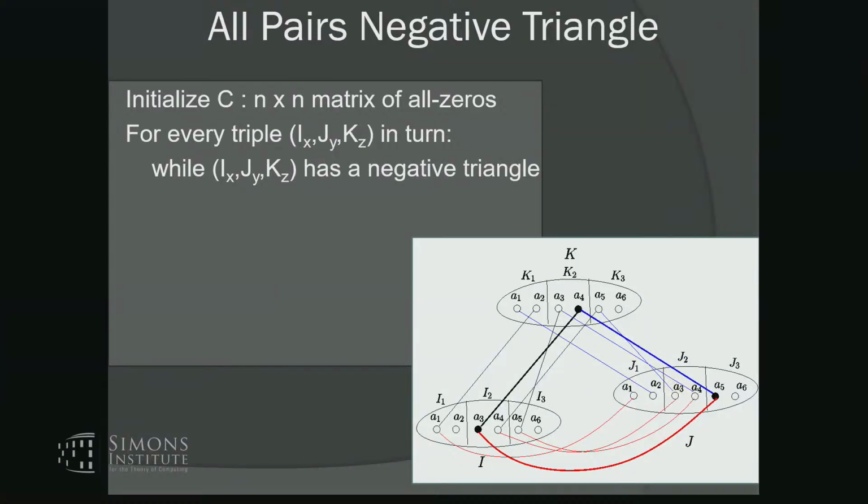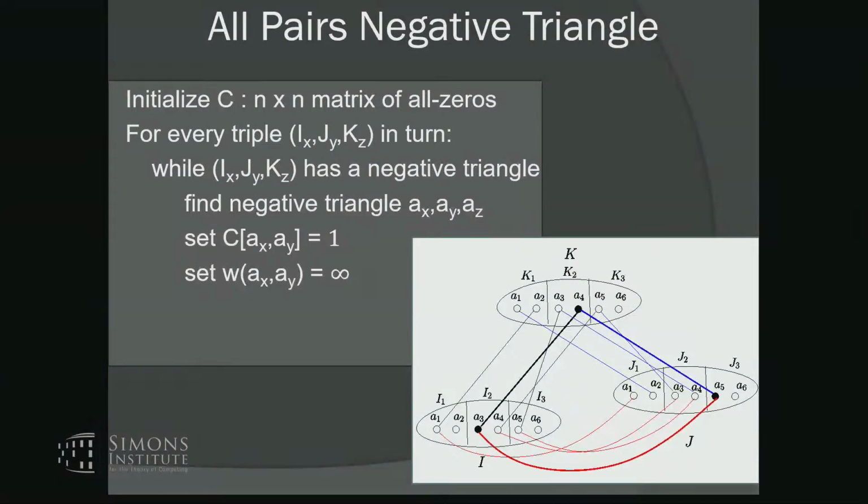On the other hand, if it returns yes, then we know we have found a negative triangle, but it might not be the only negative triangle in these particular pairs. So we find a negative triangle here, and then we set that entry of the matrix to 1 because we successfully found a negative triangle. Then we set the weight of this edge to infinity, which means it's no longer going to belong to any more negative triangles.